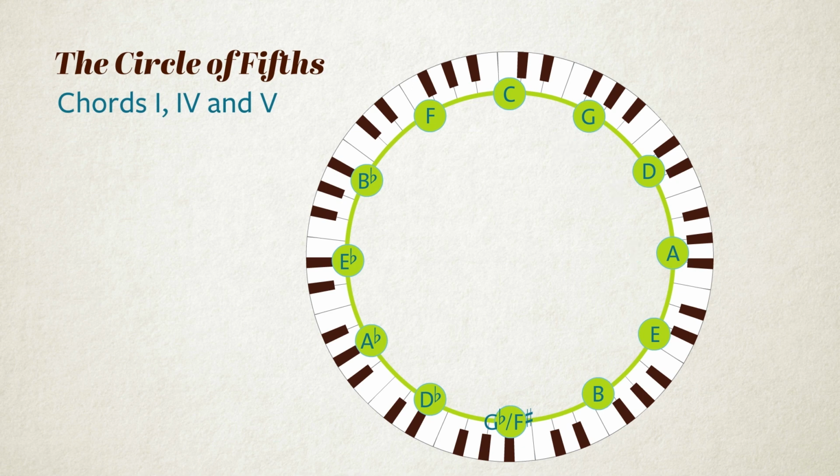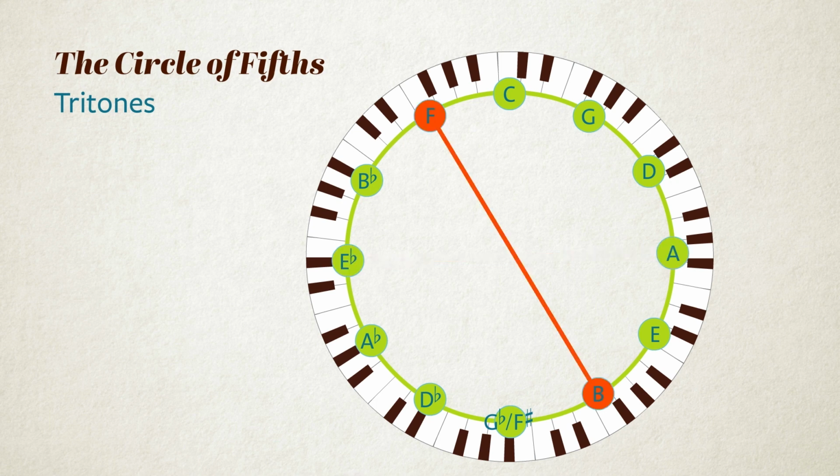Here's another application. If you need help visualising or remembering tritone pairs, that is to say pairs of notes a tritone away, then just choose any two notes opposite each other, E flat and A, for example, or B and F.